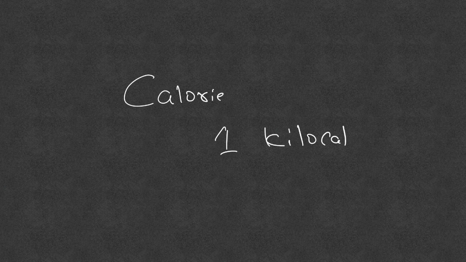Before that, how do we express the energy that comes from metabolic dietary fuels? It is expressed as calorie. So what is a calorie? It is the amount of energy required to raise the temperature of 1 liter of water by 1 degree centigrade. That is referred to as 1 kilocalorie. So 1 kilocalorie is the amount of energy needed to raise the temperature of 1 liter of water by 1 degree centigrade.